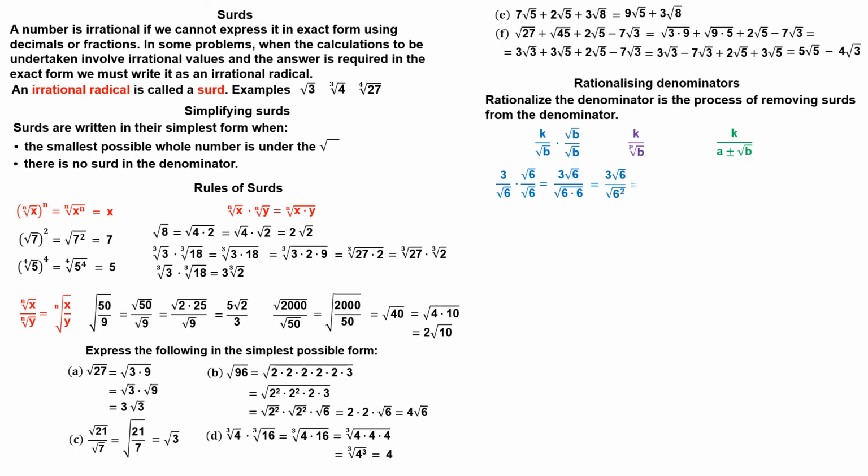Don't stop once you have rationalized the denominator. You should always check to see if, after the rationalization, there is something that can be simplified. Another example. The denominator can be rationalized by multiplying the numerator and denominator by square root of 20.